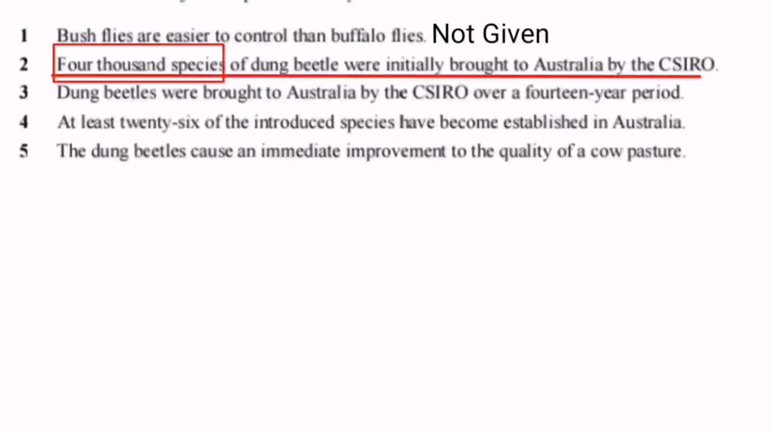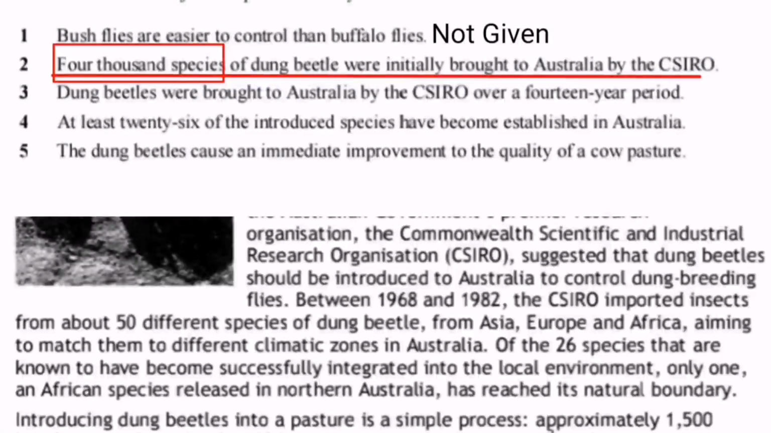CSIRO stands for Commonwealth Scientific and Industrial Research Organization. So let's read the paragraph. In paragraph 2, CSIRO suggested that dung beetles should be introduced to Australia to control dung breeding flies.